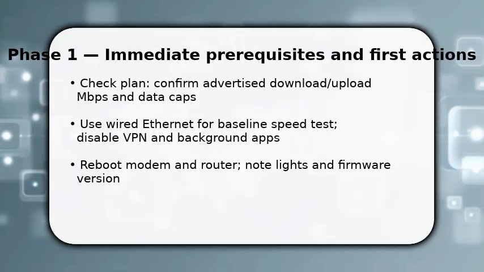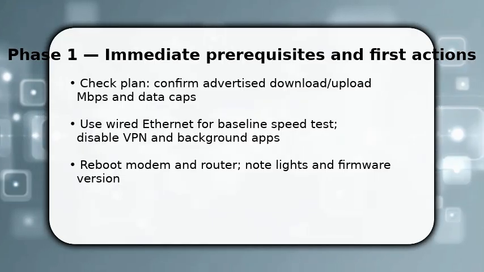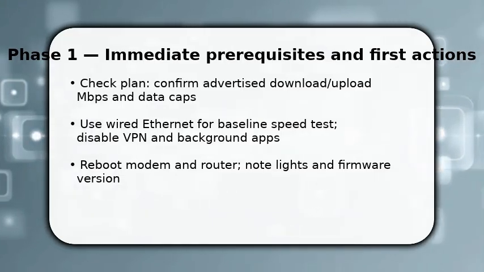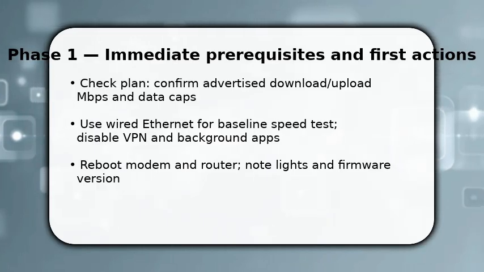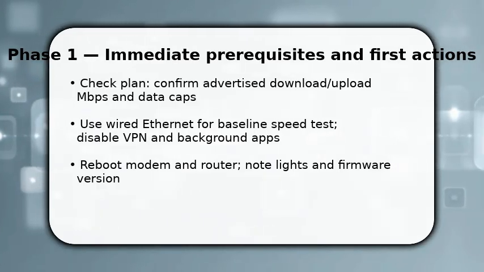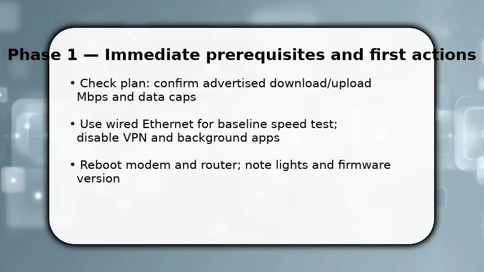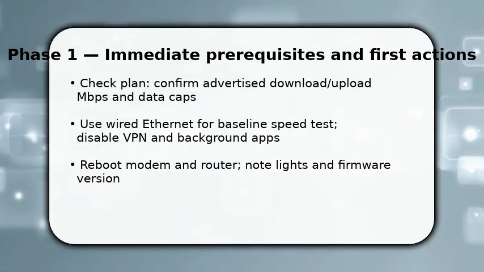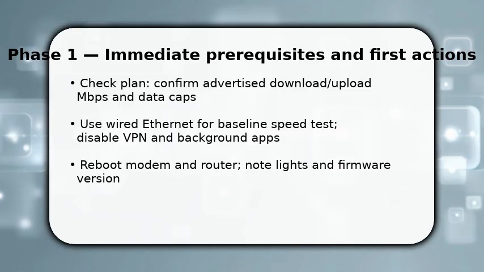You start by confirming the essentials. Know your advertised Mbps and any caps so you have a target. Connect your device by Ethernet and run a baseline speed test. This isolates Wi-Fi variables. Once done, disable VPNs and background sync apps to avoid skewed results.